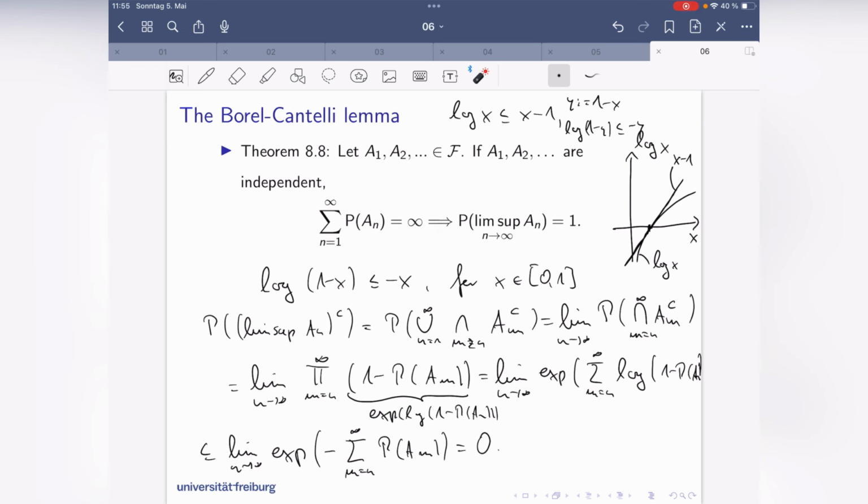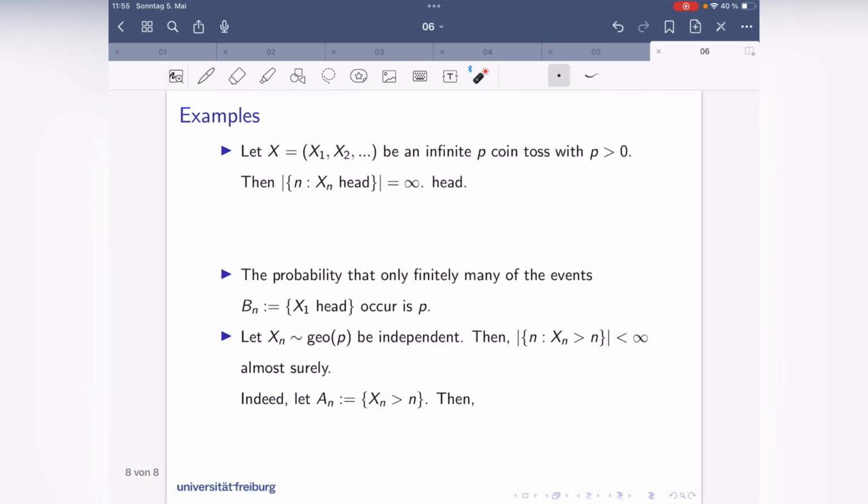Okay, so we have it for the Borel-Cantelli lemma. Typo. Let's make just a simple example. We have an infinite p coin toss. So we have heads occurs with probability p. And we want to see why there will be infinitely many heads.